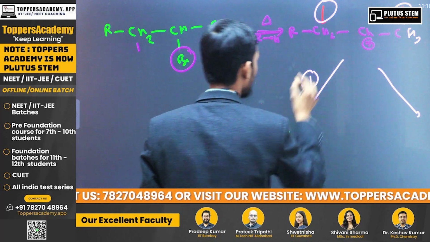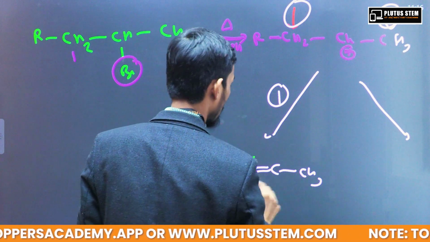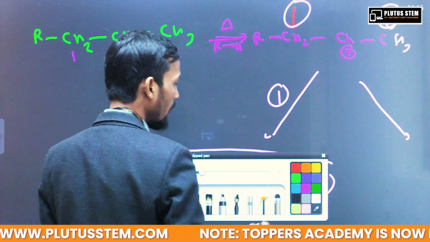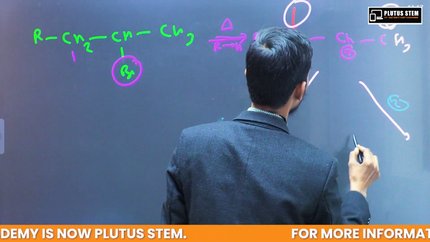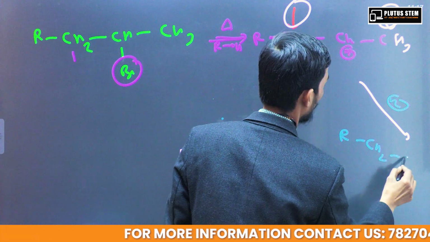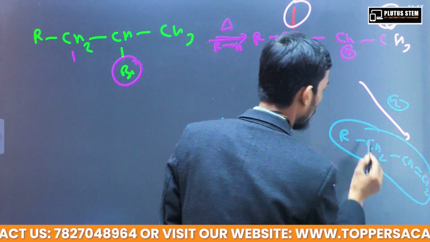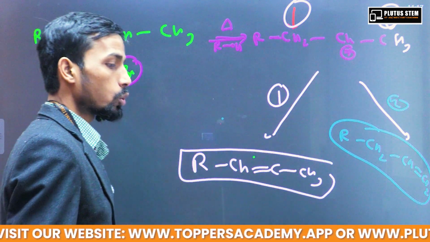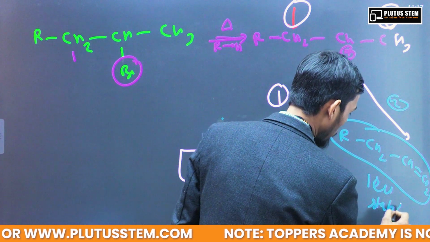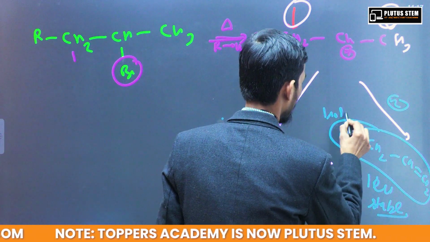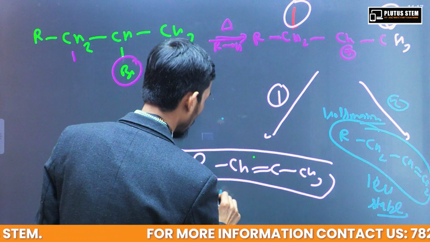If it follows the first pathway, where the first hydrogen is taken, then we are going to have a product like RCH double bond CH3. And if we follow the second pathway, then we are going to have a product R single bond CH2 CH double bond CH2. So this will be the product over here. So two different products are there. This is less stable, and it is also termed as Hofmann product.